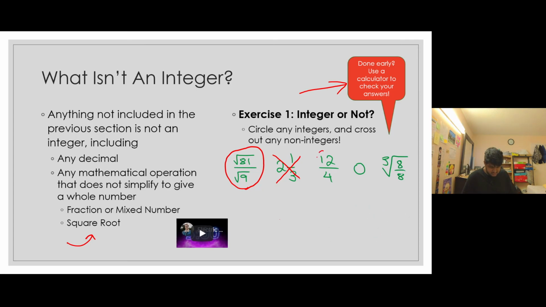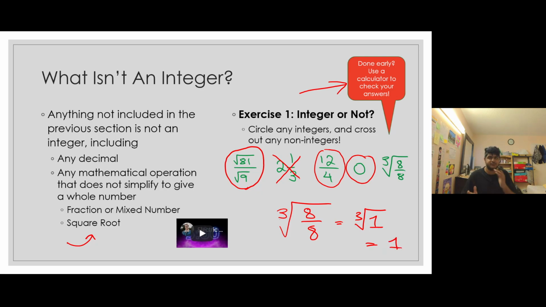So this is circle. 0, we talked about this. This is absolutely an integer. Again, the cube root of 8 over 8. Let's take a closer look at this. In this case, we have a cube root of 8 over 8. As we said, 8 over 8 is like a division question. 8 divided by 8 is equal to 1. The cube root of 1 is actually equal to 1 because 1 times 1 times 1 is equal to 1. So in this case, this is also an integer, right?